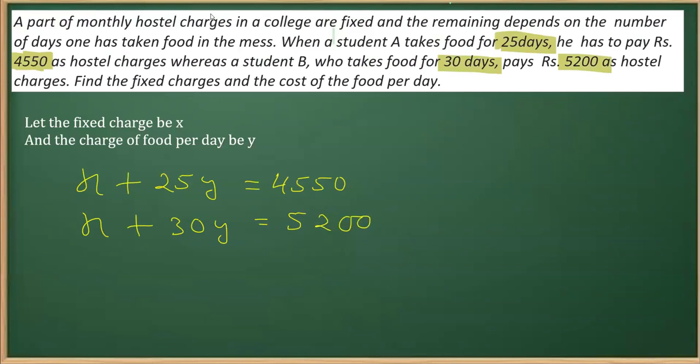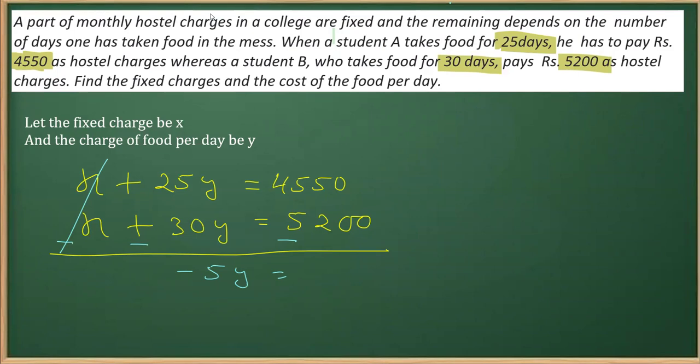Now we have to reduce this to get the value of X. We are using the elimination method here. We can see that the variable X is the same here, so we can simply subtract them. You know that for subtracting, we change the sign of the second equation. So X and minus X get cancelled. 25 minus 30 is minus 5Y. And this is 4550 minus 5,200.